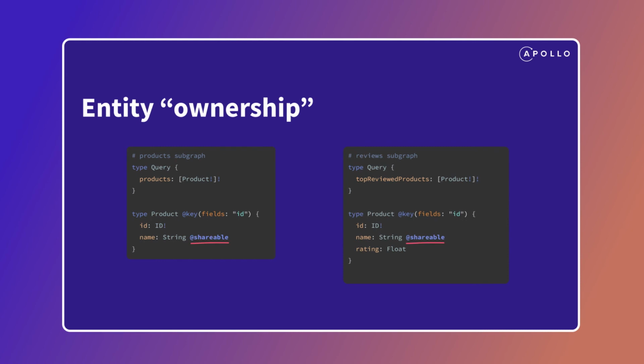So we made the whole model more flexible and removed a lot of the boilerplate, but we also made it opt-in. By using the shareable keyword, the products team can say, I'm only going to allow other teams to provide this field if they have a copy of it. And then the reviews team just has to say, I can provide this field and I know it's shareable. And they don't have to go through the whole boilerplate of adding the provides directive.